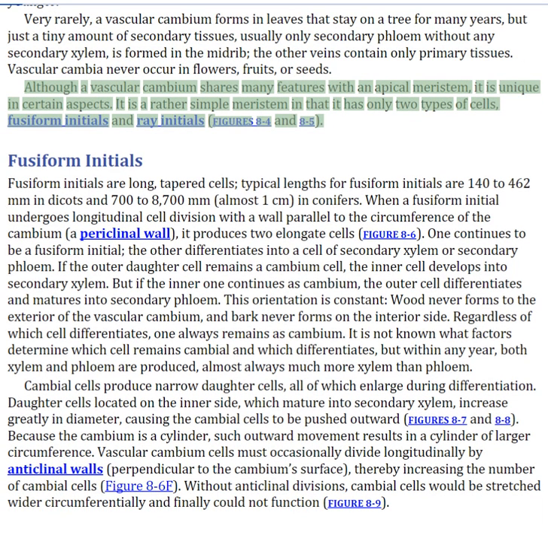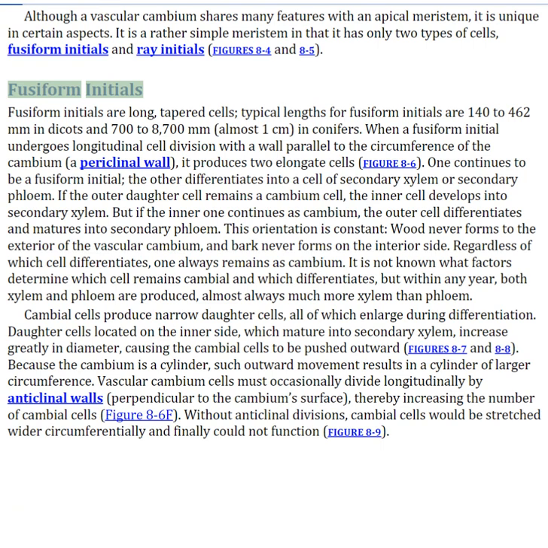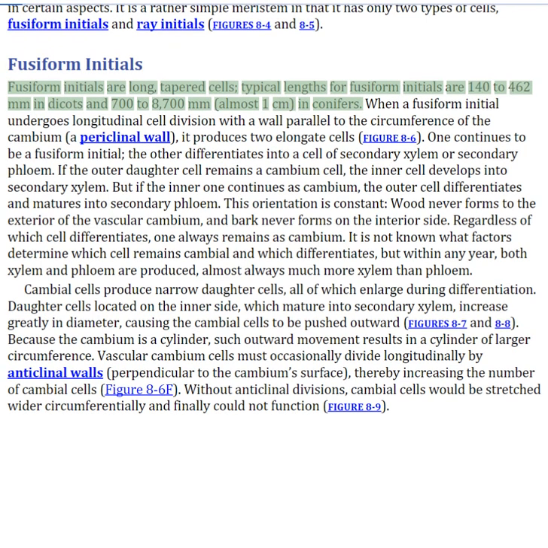Although a vascular cambium shares many features with an apical meristem, it is unique in certain aspects. It is a rather simple meristem in that it has only two types of cells, fusiform initials and ray initials. Fusiform initials are long, tapered cells. Typical lengths for fusiform initials are 140 to 462 mm in dicots and 700 to 8,700 mm in conifers.